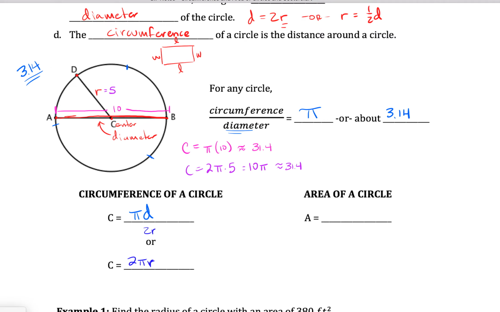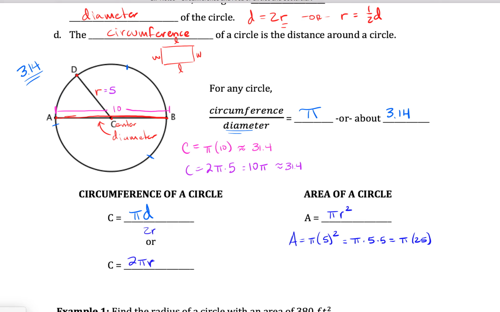Now there's a different formula we're going to use for the area of a circle, and it is that the area is equal to pi times the radius squared. Remember, squared means times itself. So in this diagram, using 10 for the diameter, or 5 for the radius, the area of this circle would be pi times 5 squared. 5 squared, remember, is 5 times 5. So here we're talking about pi times 5 times 5, which is pi times 25.